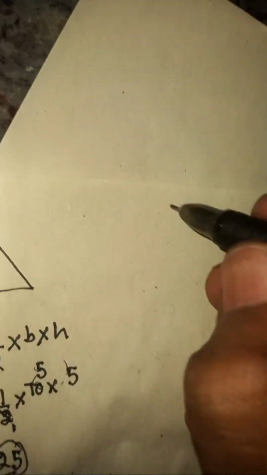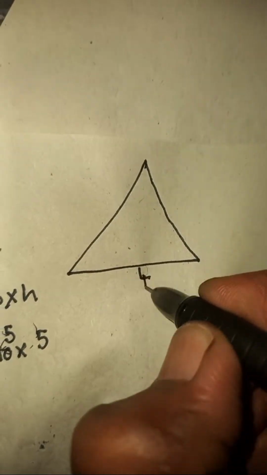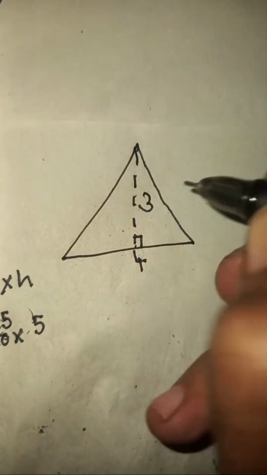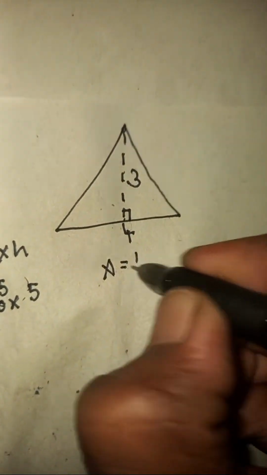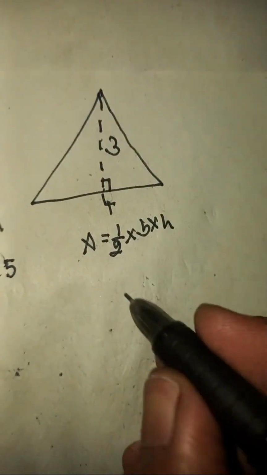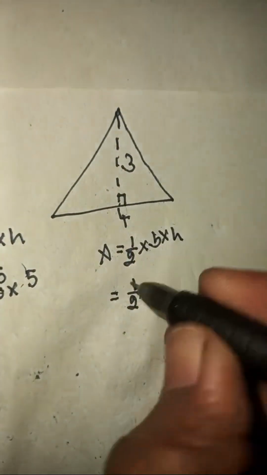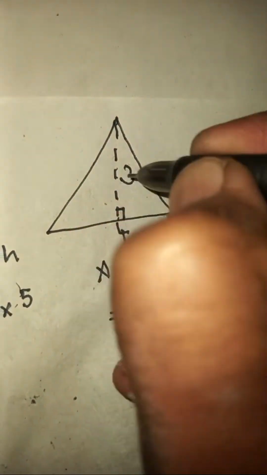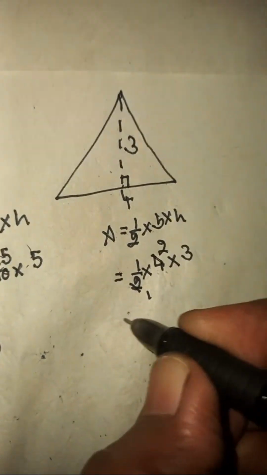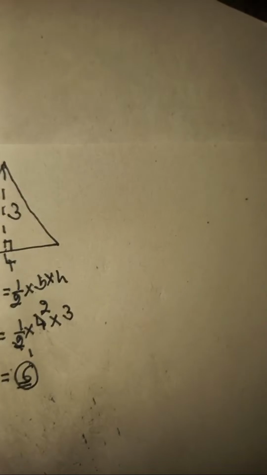Let's take one more triangle. Here they have given base length as 4 units and the perpendicular height as 3 units. Area is the same, half times base times perpendicular height, which is going to be half times base length 4 units times perpendicular height 3 units. 2 1 times 2, 2 times 4, 2 times 3 is 6, so it is 6 square units.